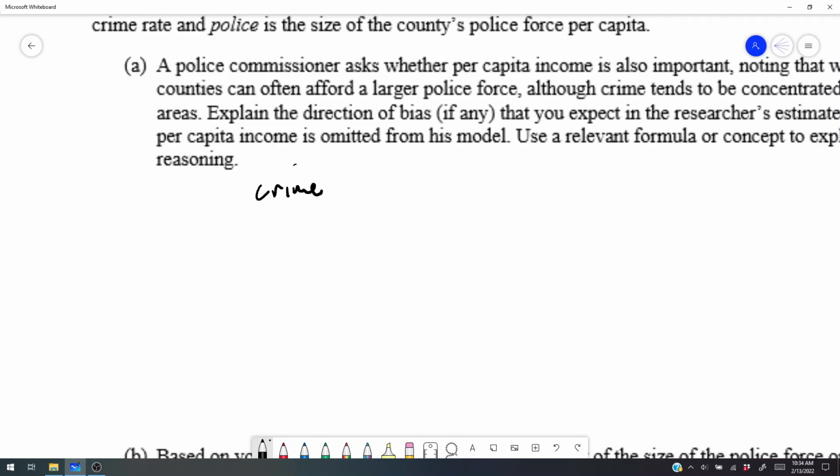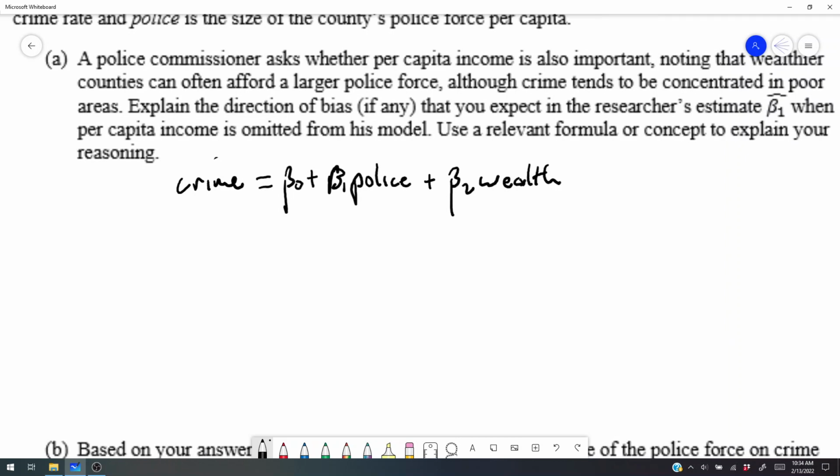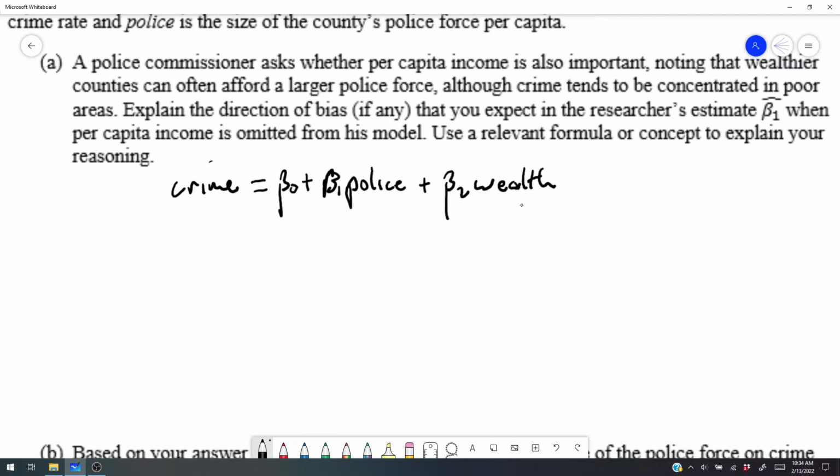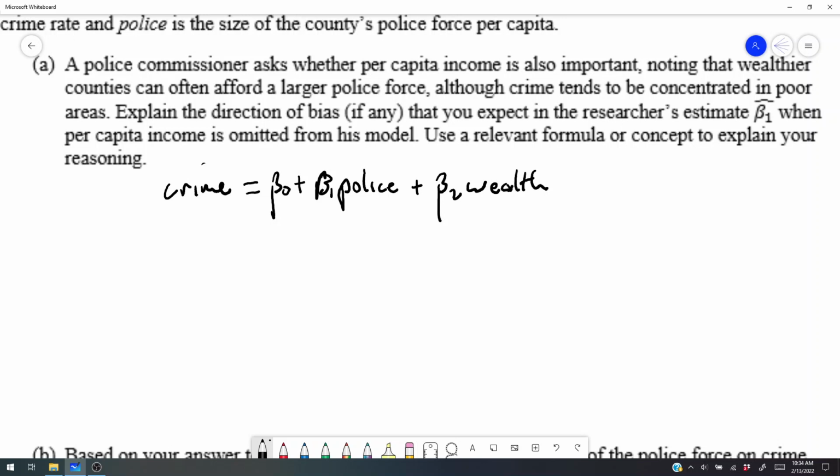Crime is equal to beta 0 plus beta 1 police plus beta 2 wealth. Now, in this case, it says per capita income, so you should say income, but I'm saying wealth because income or wealth would have the same kind of effect here. And there are other variables that you could probably come up with that would also be relevant omitted variables in this example. You're going to have to do that in one of these other problems here. Then plus epsilon i, an error term, right?